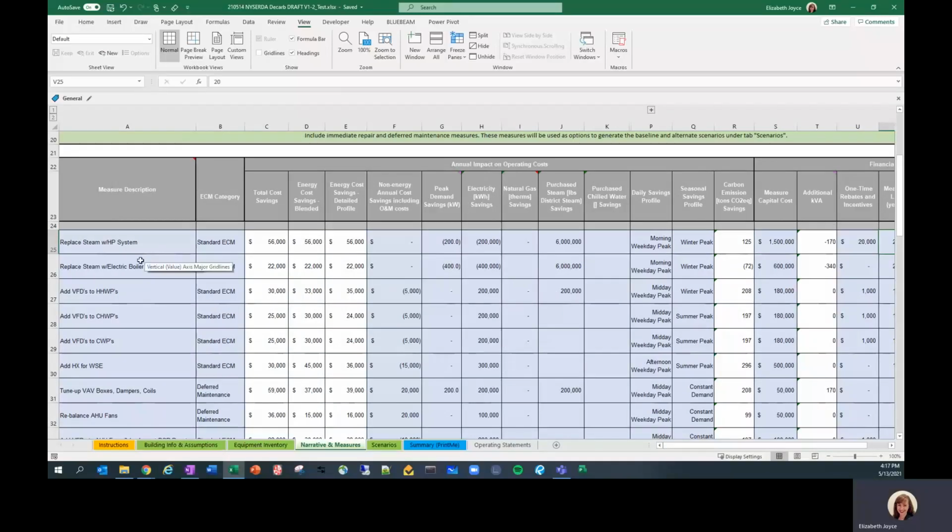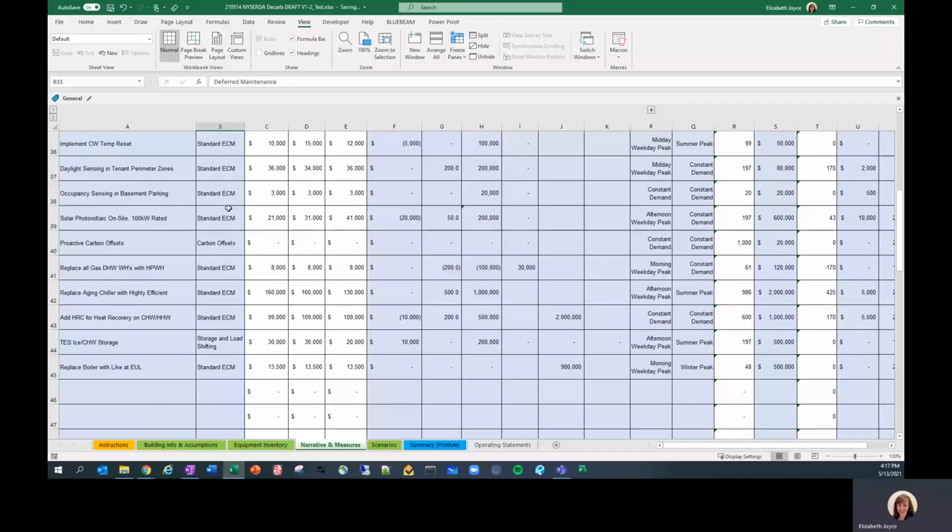Going back over to the left, let's talk a little bit about the ECM categories and what they mean for the tool's calculations. Most of the measures that you're looking at are probably going to be standard ECMs, measures that just save energy. You may also have some measures that either represent deferred maintenance or immediate repairs, such as life safety and critical items. These get inserted back into the baseline in business as usual scenarios because we assume that they're things that you would need to do at your facility, regardless of whatever your future scenario is.